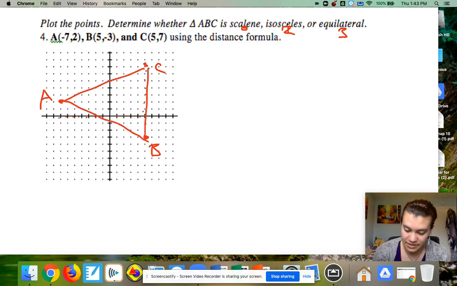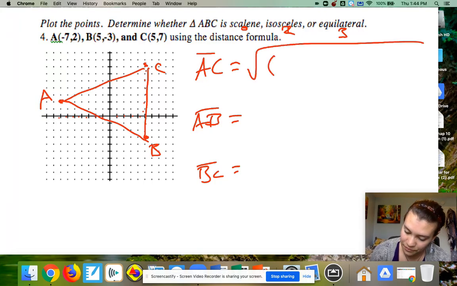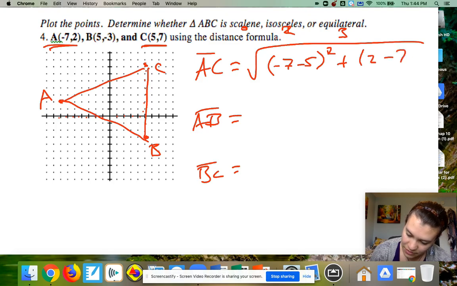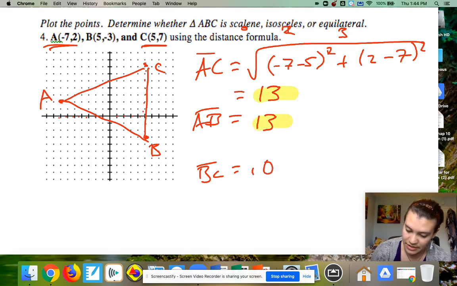And then we need to find all the distances. You want to figure out what AC equals, AB equals, and BC equals. So again, I'll write out the first one, but not the others, just to save you from seeing me writing everything out. But AC, we want x1 minus x2 squared, y1 minus y2 squared. Type it all into a calculator and you should get 13. This one's going to give you 13, this one's going to give you 10. So because we have two 13s and then a different number, this one is going to be isosceles.